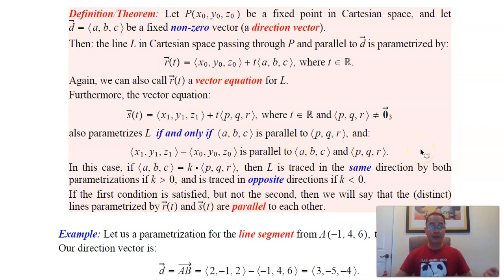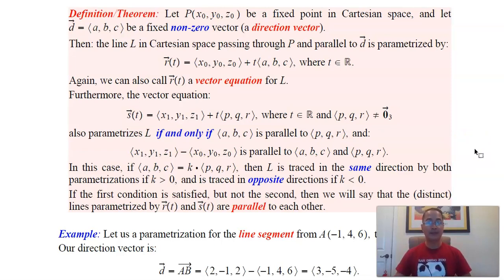What about the direction that the line is being traced? Well, if the second direction vector is a positive multiple of the first, then the two parametrizations are tracing the line in the same direction. But if the multiple is negative, you trace in the opposite direction. You can't multiply by 0 because otherwise you'll get the 0 vector. Oh, no, no, no. All right, so let's make our first problem.